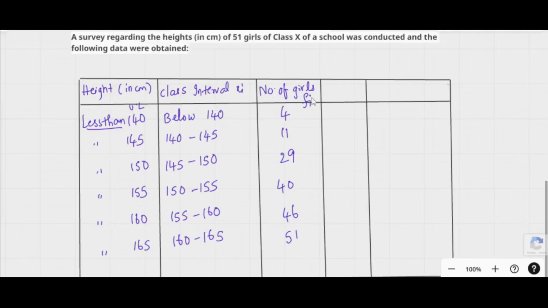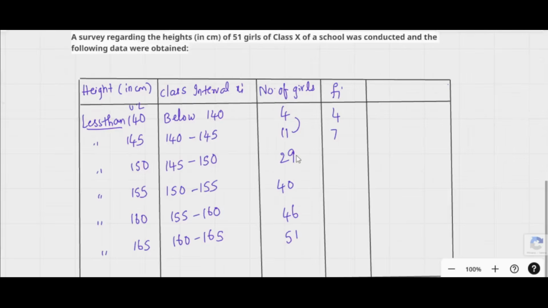So this is not the frequency. We have to find out the frequency separately. How to find out the frequency? Here below 140 the total number of girls is 4. And in the 140 to 145 range there are 11 girls. Now what would be the frequency for the second term? The first frequency will be 4 itself, but the second one will be 11 minus 4, that is 7.